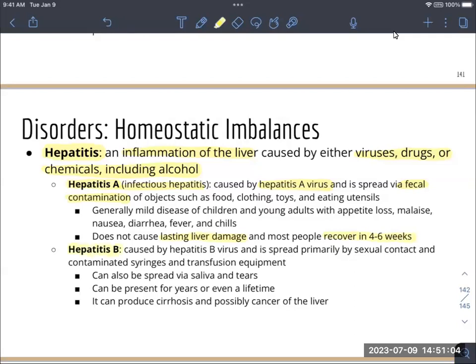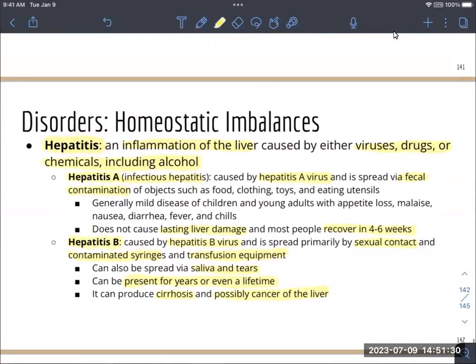Hepatitis B is caused by the hepatitis B virus. This is spread by sexual contact, contaminated syringes, and transfusion equipment. So it is through bodily fluids. Saliva and tears can spread it. It can be present for years or for your entire life. It can produce cirrhosis and cancer of the liver. There is a vaccine for hepatitis B. It's part of the normal childhood vaccine series.